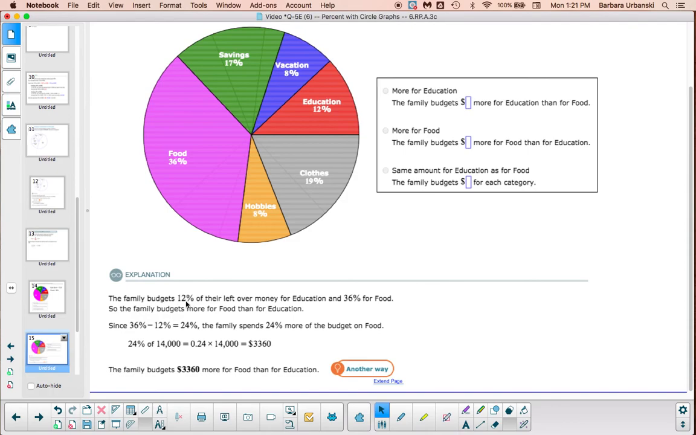So if the family budgets 12% of their leftover money for education and 36% for food, you could look and say 36% minus the 12% is 24%. That's the difference between the percent for food and the percent for education. So they're spending 24% more on food. You could take your 24% and find out what is 24% of 14,000. 0.24 times 14,000, and you would get your 3,360.